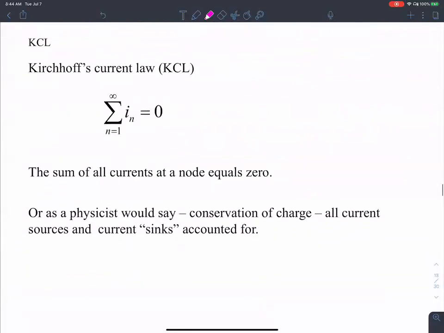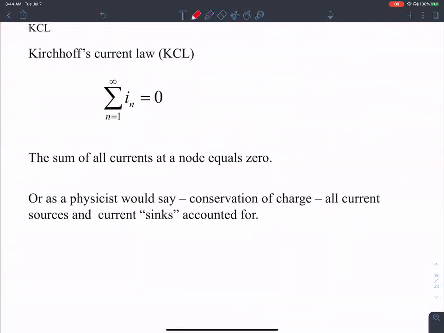So let's look at Kirchhoff's current law. It simply says the sum of currents at any node is zero. It is based on the conservation of charge. That's the underlying principle for Kirchhoff's current law, which says the sum of currents at a node is zero. And I'll show you an example here.